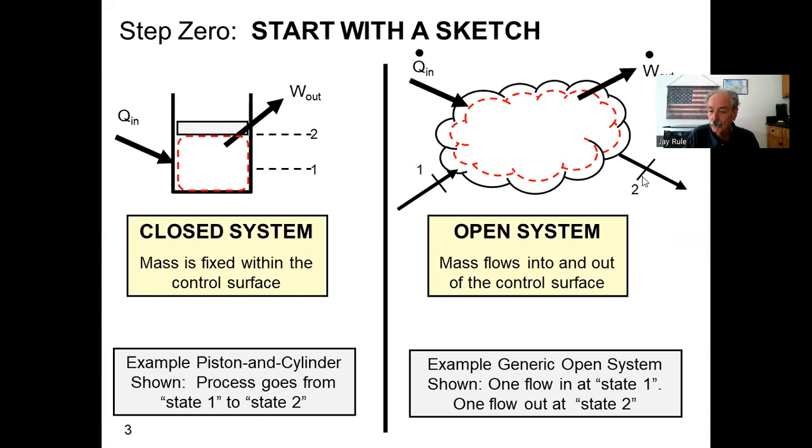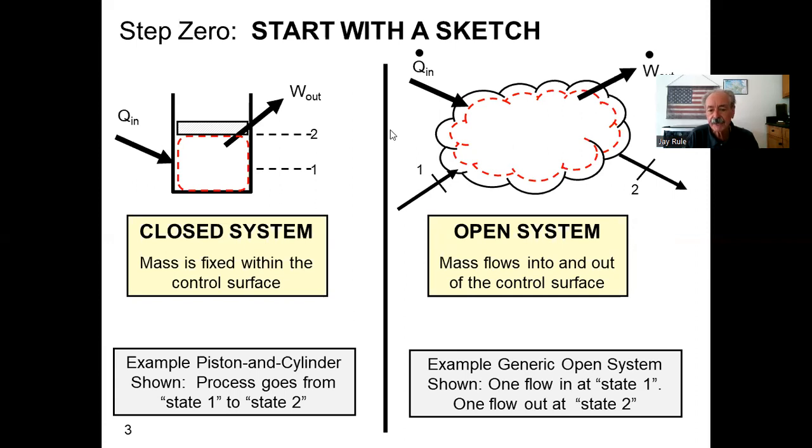Okay, what else have I shown on both closed and open systems? Open system, I'm showing W dot out. That is output power. That's the rate at which we're doing work. I'm showing Q dot in. That's the rate of heat transfer going in. So this is a generic open system. I think you've got it.